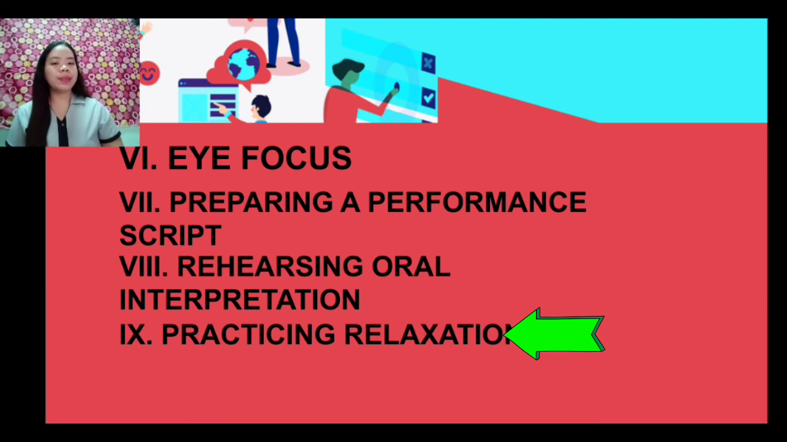Number 1, clench your fist tightly for a count of 10. Then release and let your whole body go limp. That is for number 1. Number 2, take a deep breath and hold it for a count of 10. Let it out all at once, letting your body go completely loose and limp.